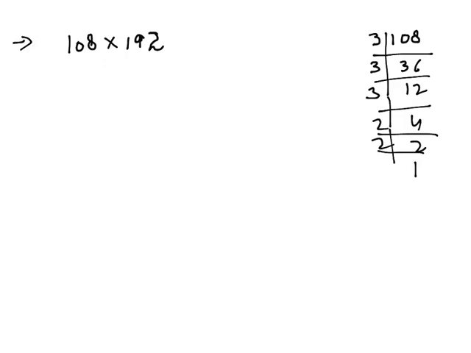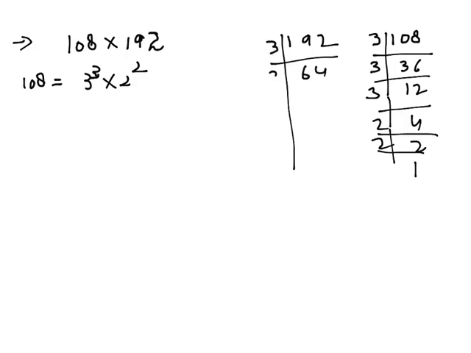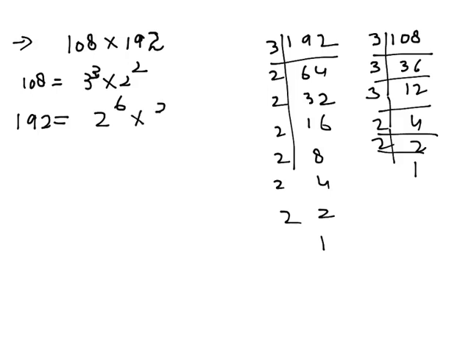So here we get the prime factors of 108 as 3 raised to the power 3 times 2 raised to the power 2. Similarly, we can find out the prime factors of 192. It is divisible by 3, it will give us 64, then 2, 32, 2, 16, 2, 8, 2, 4, 2, 2, 1. So we get the prime factors of 192 as 2, how many times does it occur? 1, 2, 3, 4, 5, 6. So 2 raised to the power 6 times 3.